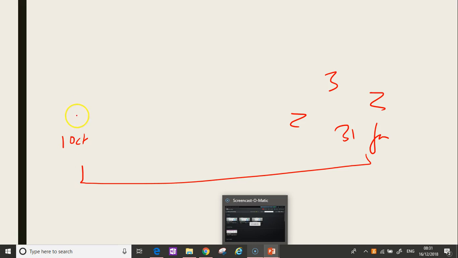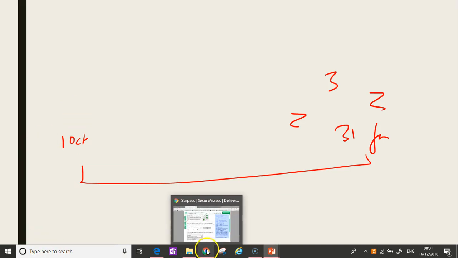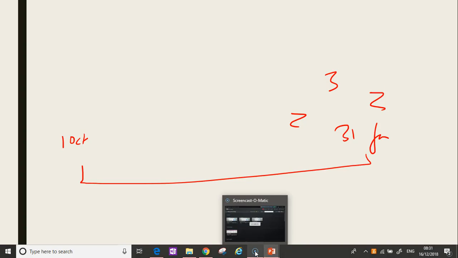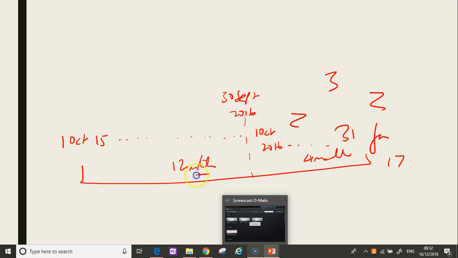So the 1st of October. Let's just get the actual years down. January 17, so you have 17 here, and here we have 15. So really the first period is the 1st of October 2015 all the way to the 30th of September 2016. Then you have the 1st of October 2016 all the way to the 31st of January. So you have a 12-month period and a 4-month period. That's how it works.